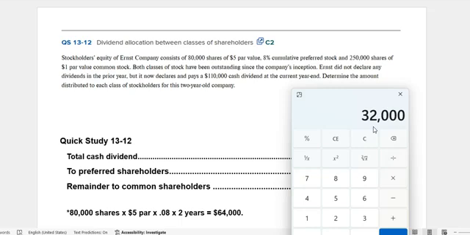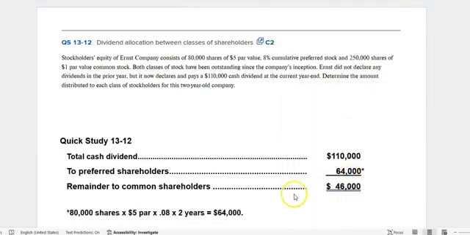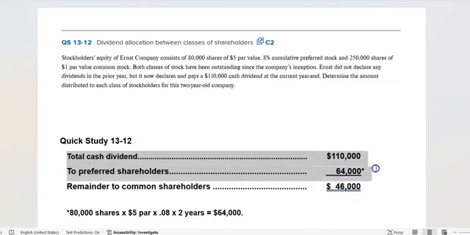So in the new year, in this year, when dividends are being paid, we have to pay not only the current year dividends, but we also have to pay last year. Preferred shareholders should receive $32,000 per year. They didn't receive any last year, so we owe them for last year plus this year, so we owe them for 2 years. Thus, we owe $64,000 of dividends to preferred shareholders. In total, the corporation is paying $110,000 in dividends. $64,000 of that will have to be paid to the preferred shareholders, which means there's only $46,000 worth of dividends left to pay to the common shareholders.